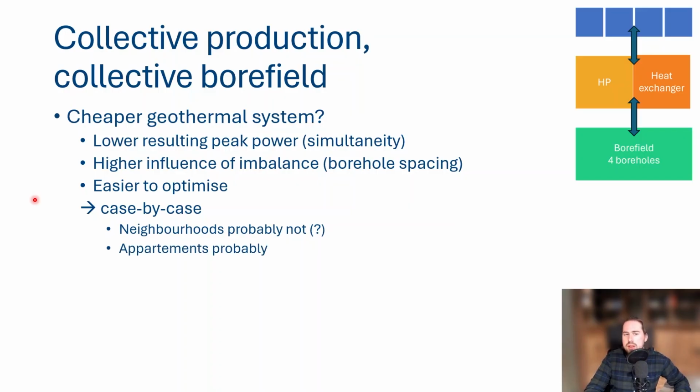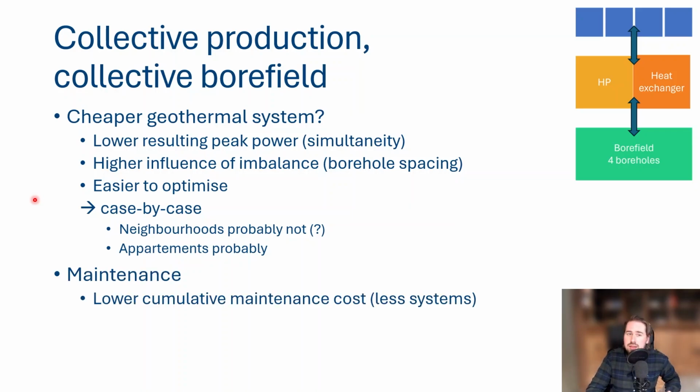When it comes down to apartment buildings, the question mark has disappeared, because I'm confident to say that having a collective system in apartments is probably cheaper, particularly from the geothermal design point of view. You really have simultaneity now, so your bore field is not anymore oversized, and it's easier to cope with imbalance if that's an issue for your project. Related to maintenance, having a 100% collective system is also cheaper because now your cumulative maintenance costs are lower. You just have one system. Fewer systems, less maintenance cost.